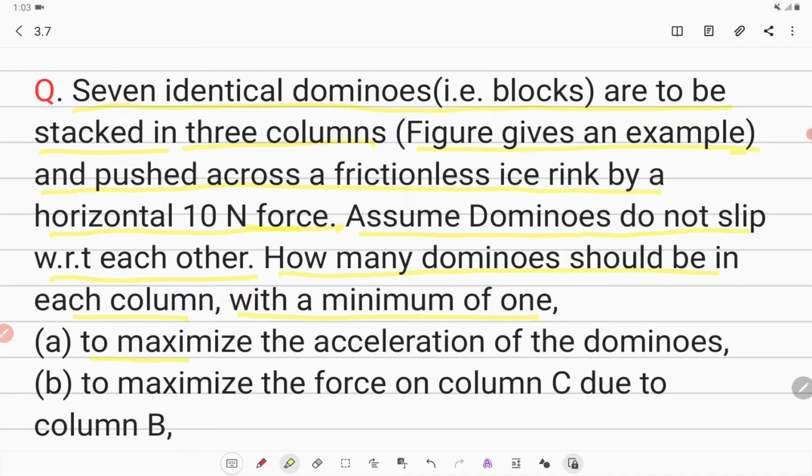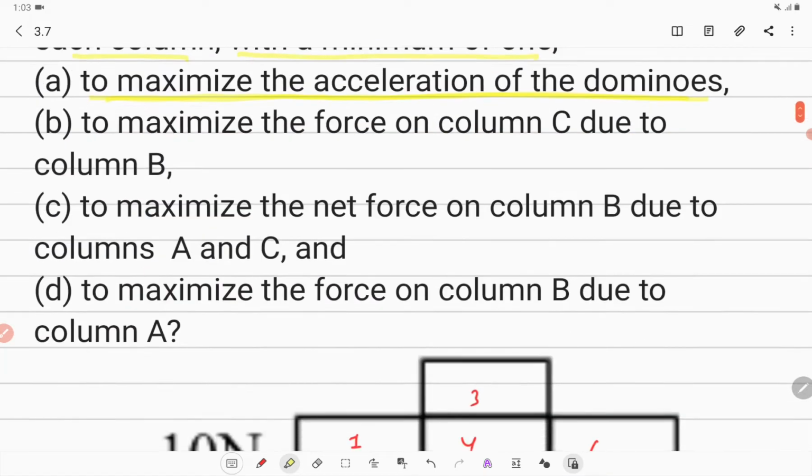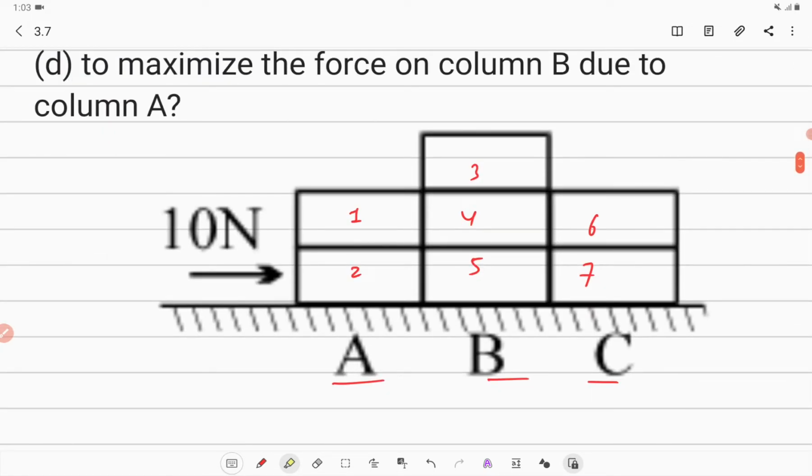In part A, we need to maximize the acceleration of the dominoes. So we need to put the dominoes in such an order so that the acceleration of the dominoes could be maximum. This is the part A of the question. If you observe the diagram given in the question, these are not slipping over each other.